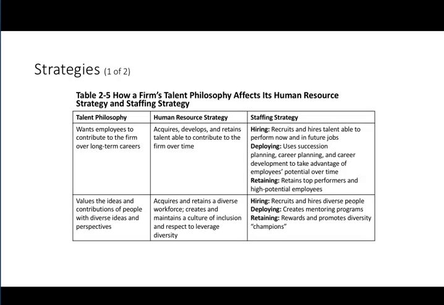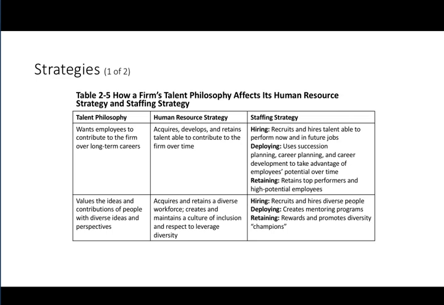So talent philosophy influences HR strategy and staffing strategy. So we start with the talent philosophy. Do we want our employees to contribute over the long haul of their careers? So if that's something that we value, then our HR strategy has to be about acquiring, developing, and retaining talent so that they stay with the company over time. So from there, we can think about what the staffing strategy needs to be.